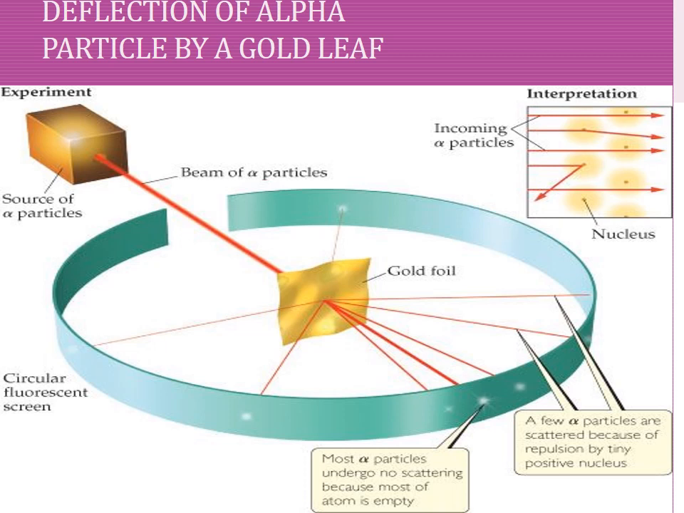A beam of particles comes from the source of particles. The gold foil is in between, and the circular fluorescent screen is there. Everybody see the picture. The beam from the source goes to the gold foil.